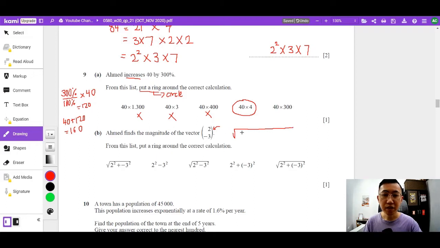The first number, you can put a bracket, square it, followed by the second, the bottom number here, put a bracket, and you are going to square it. Check it out. This one looks like which one? I can see it's definitely not this one because they never put bracket for -3. This one doesn't have square root. This one doesn't have bracket for -3. This one doesn't have square root. So it's definitely the last one. Okay, so that is actually question 9B.